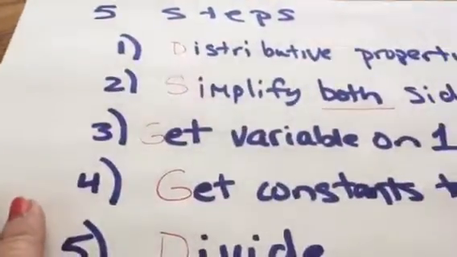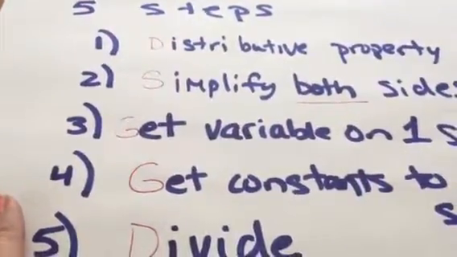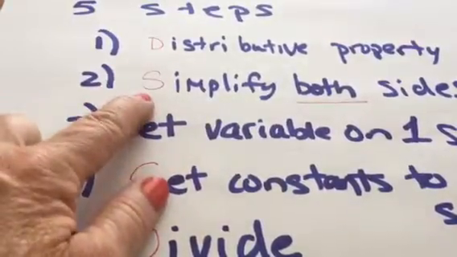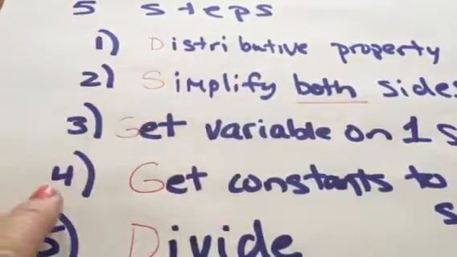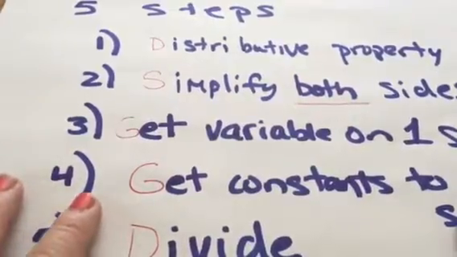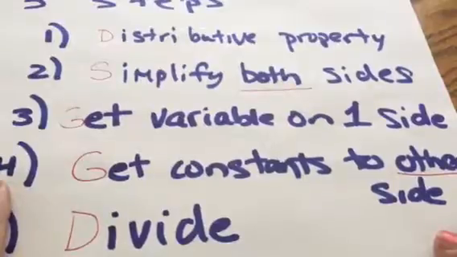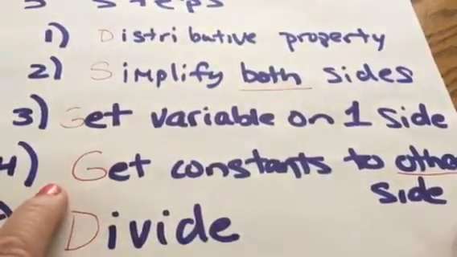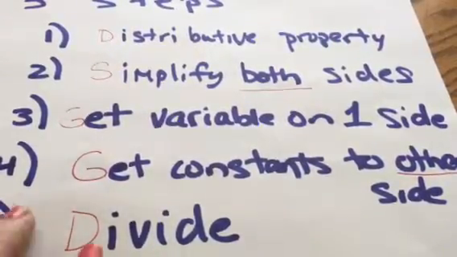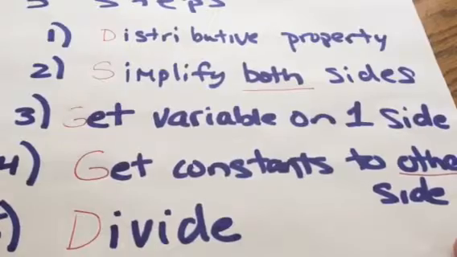Okay, so let's recap the 5 steps for solving. 1, use the distributive property to get rid of those parentheses. 2, simplify both sides separately. Step 3, get the variable on one side. Doesn't matter whether it's the left or the right. But the important step is then in step 4 to get the constants to the other side. And then the last step, the easiest step, divide by the coefficient.